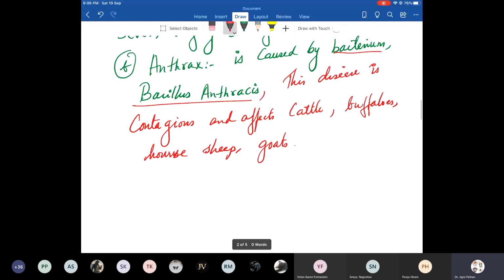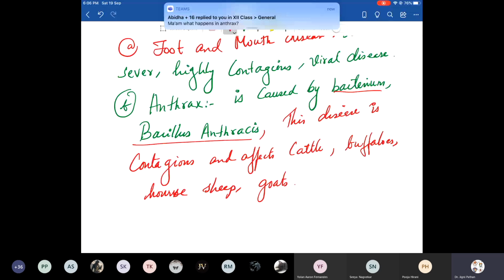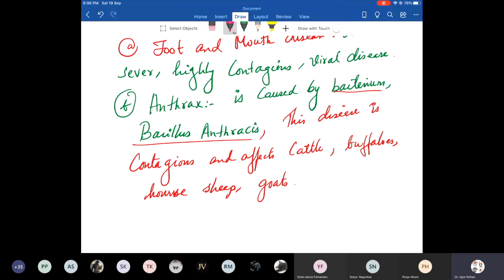In anthrax, they usually have shortness of breath and coughing of blood. You can write it down if you need, but they will not ask you. When you cough, along with the cough there is blood which comes out, and also shortness of breath. Clear, Abida?